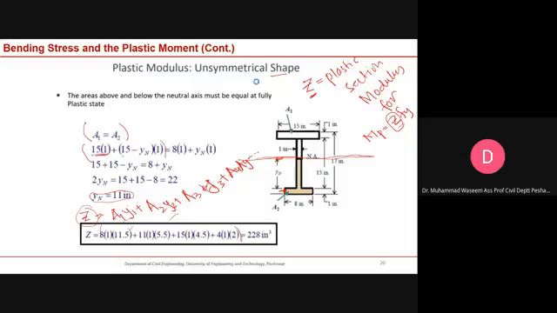Okay, time is up. Is it clear to all of you how you can calculate the plastic section modulus for an unsymmetrical shape? Yes, sir. Okay, thank you.